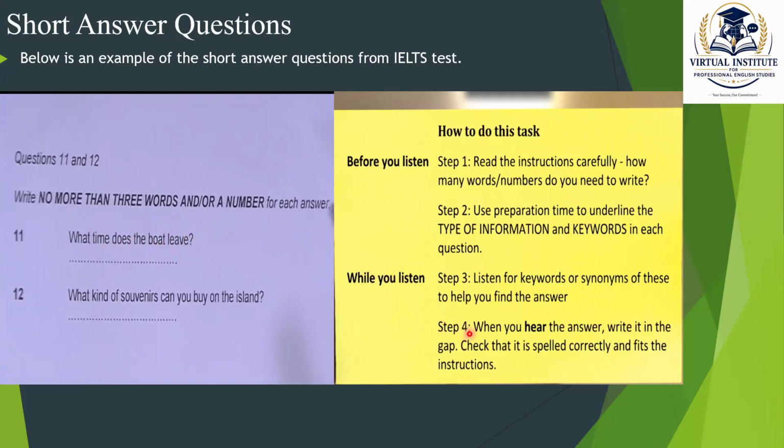Okay. Step four is when you hear the answer, write it in the gap, check if it is spelled correctly and fits the instruction, right? So the instruction is that you should not write more than 3 words. There should be no more than 3 words or a number, right? This should be kept in mind. Also, you should keep in mind that you should be spelling each and every word correctly.